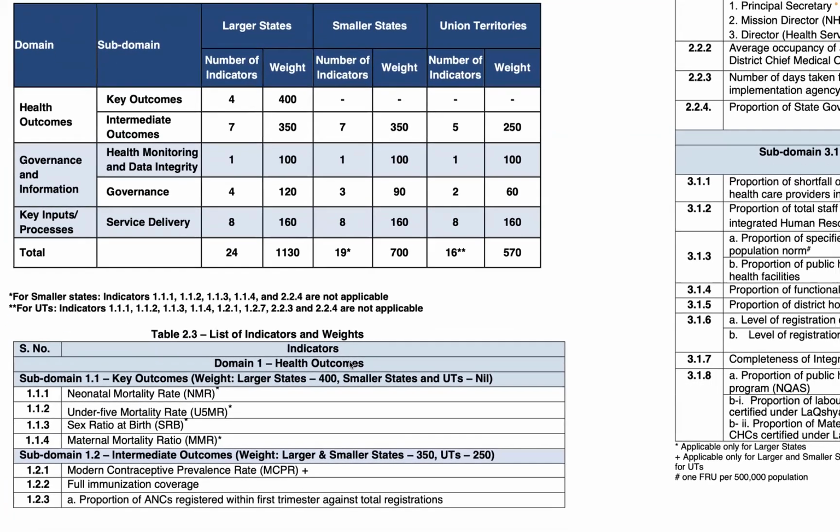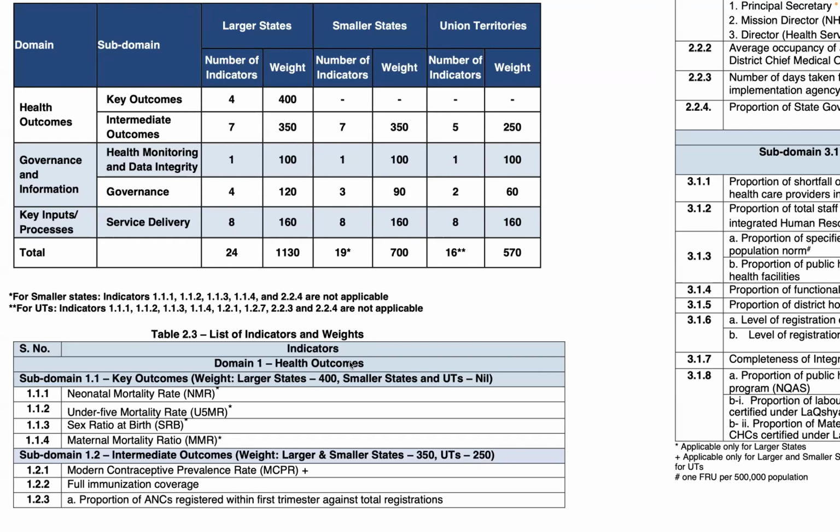Health outcome, domain 1, we are talking about key outcome of weight. Larger states 400, smaller states and UTs nil. What we are taking into account: 1.1.1 neonatal mortality rate NMR, under 5 mortality rate, sex ratio at birth, maternal mortality rate. Under intermediate outcome, what we are doing: modern contraceptive prevalence rate, full immunization coverage, proportion of ANC, antenatal care, registered in the first trimester against total registrations. We compare the first 3 months of registration to the total registration.